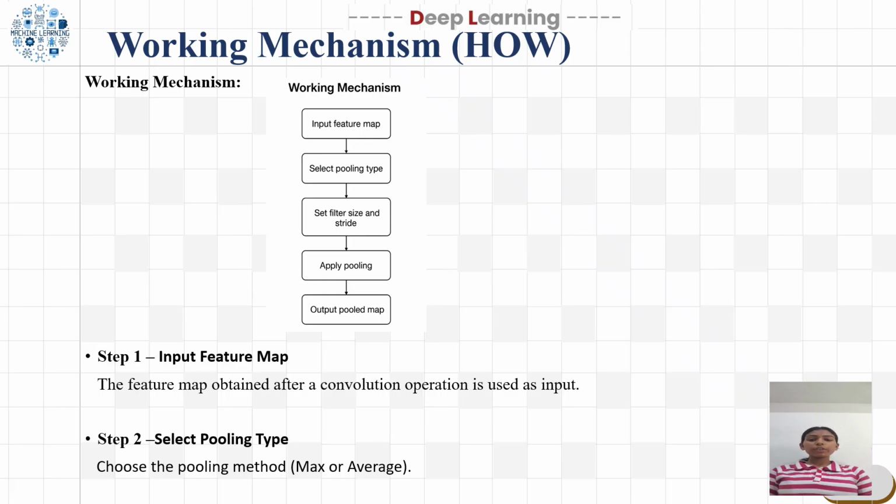We will see how the pooling layer works. Step 1, input feature map. The feature map generated by the convolutional layer is given as an input to the pooling layer. Step 2, select the pooling type. Choose the pooling method which you want to apply. For example, you can choose max pooling or average pooling.